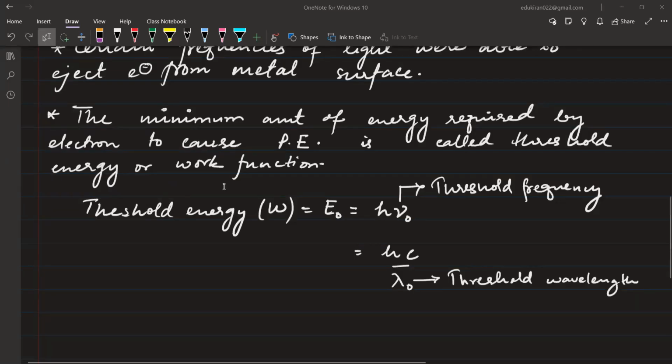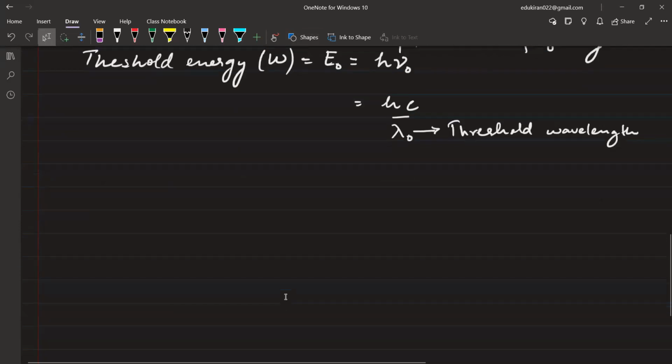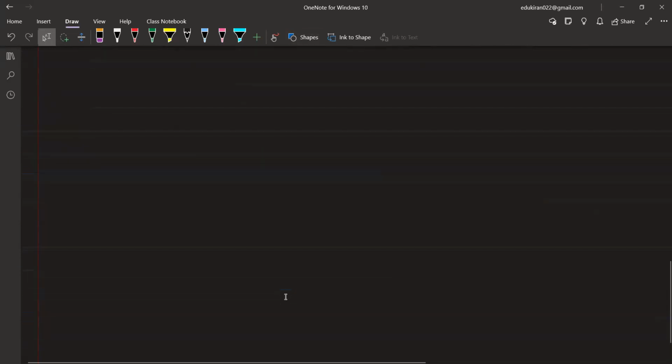Sir? Could you explain the experiment again? I will explain the experiment again. Have you written it down? Yes, sir. All of you, please don't write anything. And then we are going to look at the experiment.